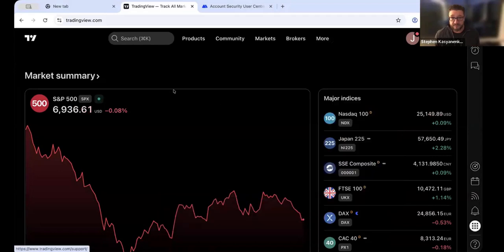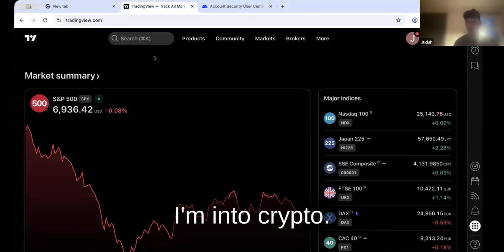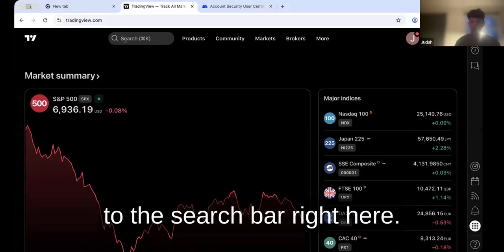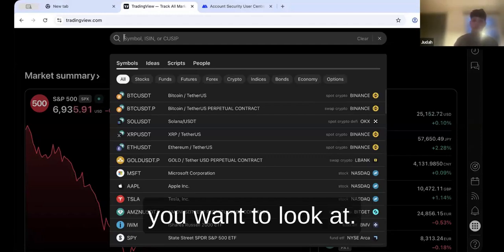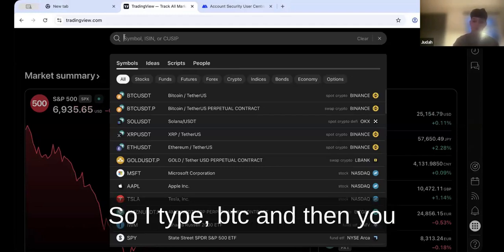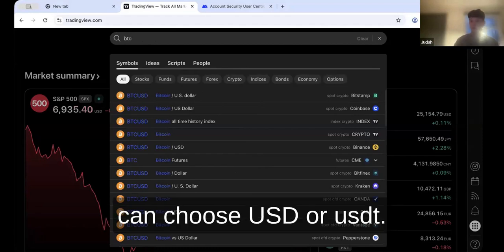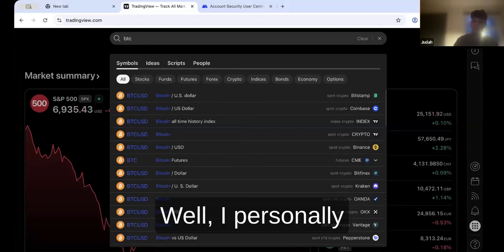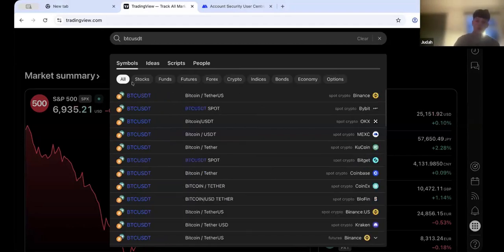If you want to search an asset, I'm into crypto. So you just go to the search bar right here, and then you can type the asset you want to look at. In my case, that will be Bitcoin. So I type BTC, and then you can choose USD or USDT. Well, I personally like USDT, so I get USDT.